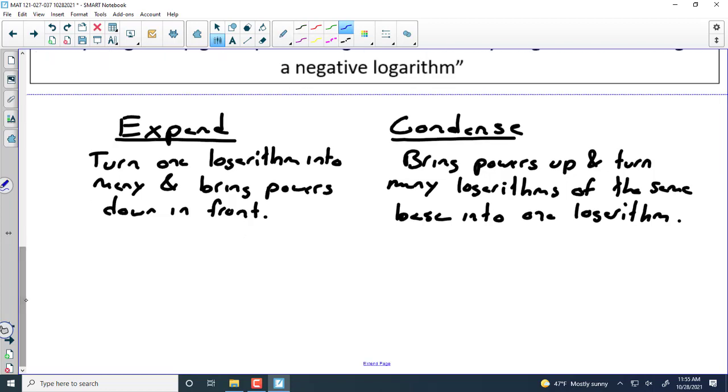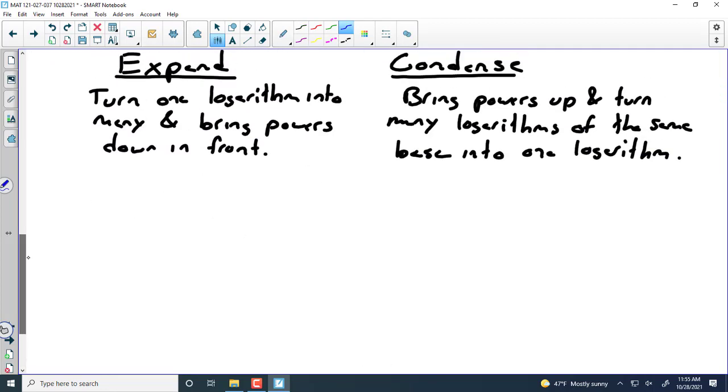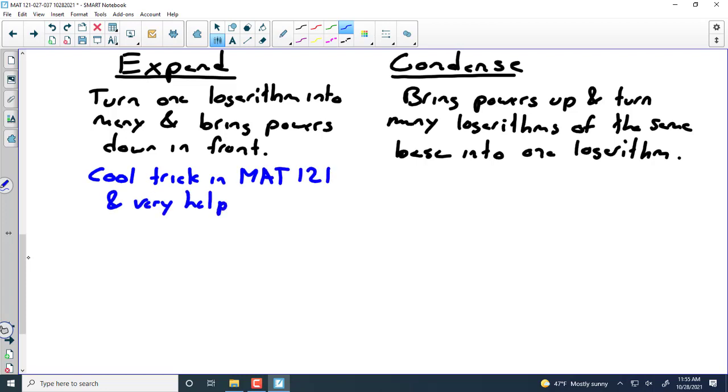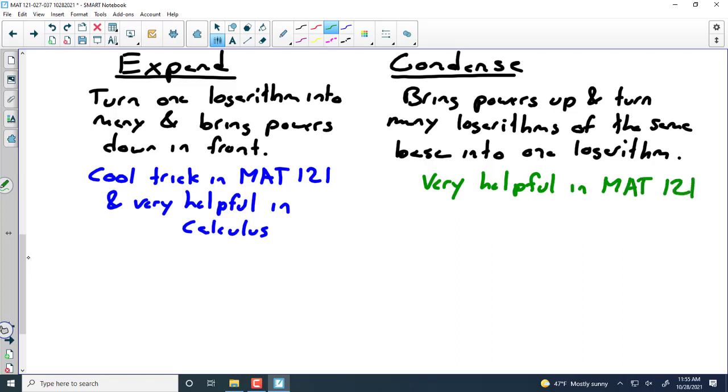This right here, expanding, is a cool trick in Math 121 and very helpful in calculus. Condensing is very helpful in Math 121. You'll notice when you do the homework that there's not a really big practical application for being able to do expanding in this class. It's more sort of just something you need to know how to do.